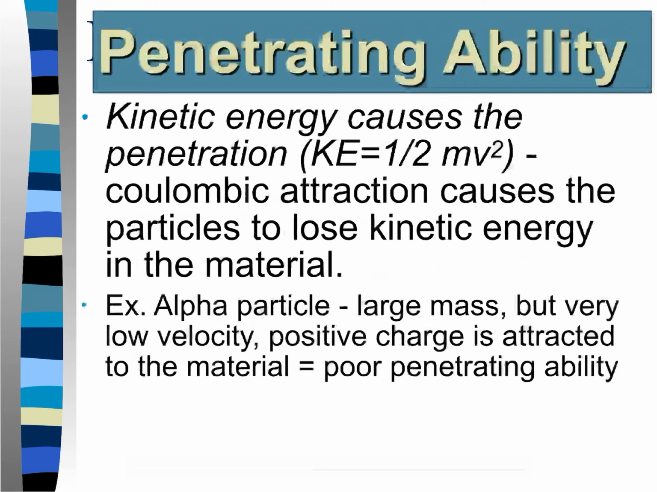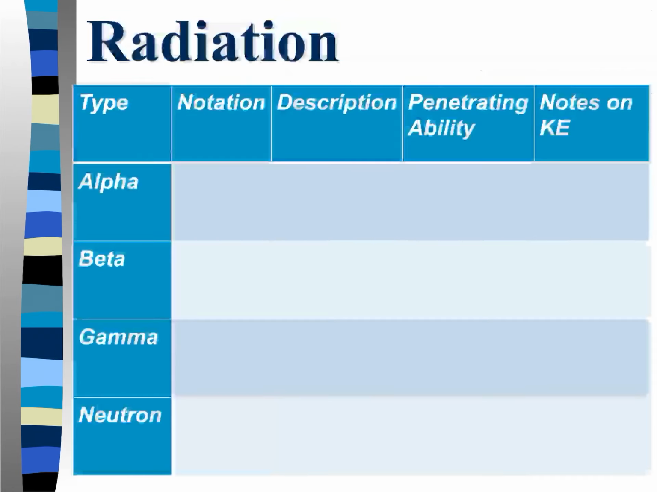All right, so explaining the penetrating ability comes down to two things. One, kinetic energy, 1/2 mv squared. You got to have mass, you got to have velocity in order to be dangerous. Also, Coulombic attraction causes the particles to lose that kinetic energy. So if it has a charge, like an alpha particle or a beta particle, it loses energy when it goes to penetrate an object.